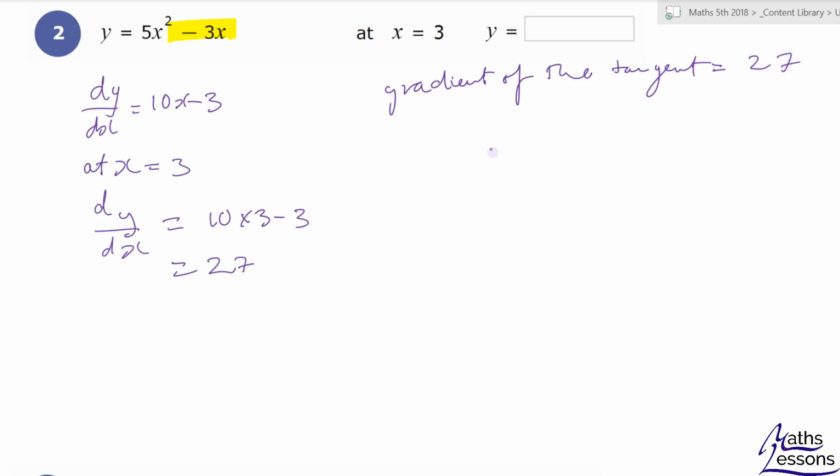And we now need to find the y value when x is 3, because we need to know a point on the line. At x equals 3, y will equal 5 times 3 squared minus 3 times 3, because we've got x equals 3.